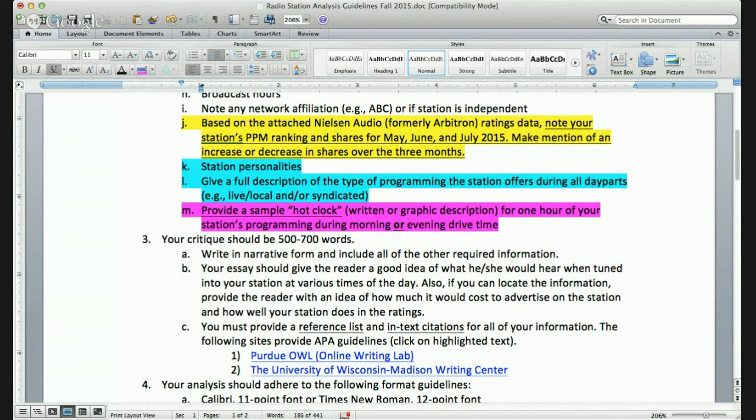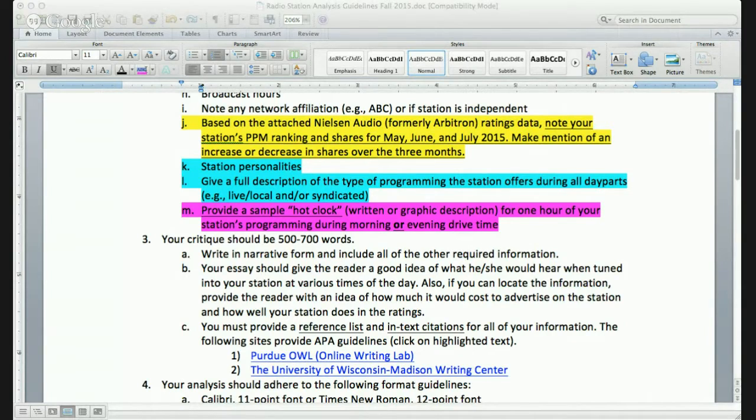With the hot clock, you want to talk about what you might hear in an hour's worth of programming. This could include news, this could include music, this could include advertisements, also known as spots. So that's something that you want to be aware of and include.